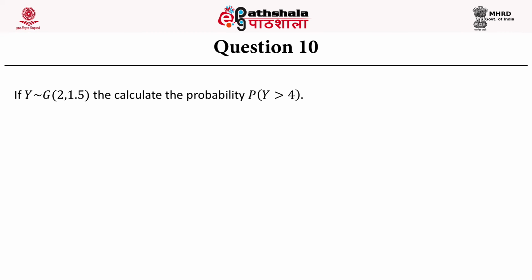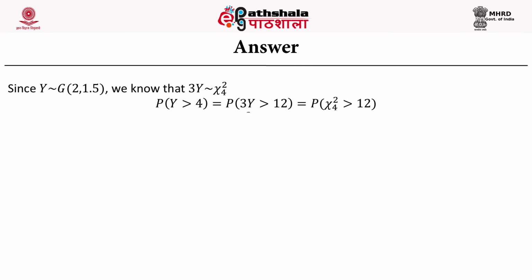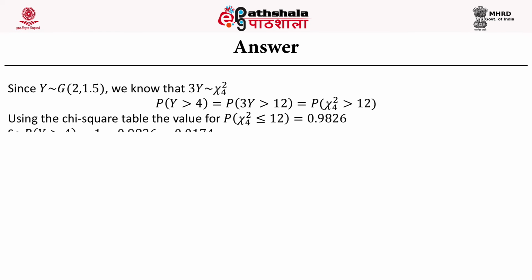So here we have an example. If y follows gamma distribution with parameter 2, 1.5, then calculate the probability of y greater than 4. Since y follows gamma distribution with parameter 2, 1.5, we know that 3y follows chi-square distribution with parameter 4. So probability of y greater than 4 is equal to probability of 3y greater than 12, that is, probability of chi-square with parameter 2 alpha greater than 12. Using the chi-square table, the probability of chi-square 4 less than or equal to 12 is equal to 0.9826. So probability of y greater than 4 is equal to 1 minus 0.9826, which is 0.0174.